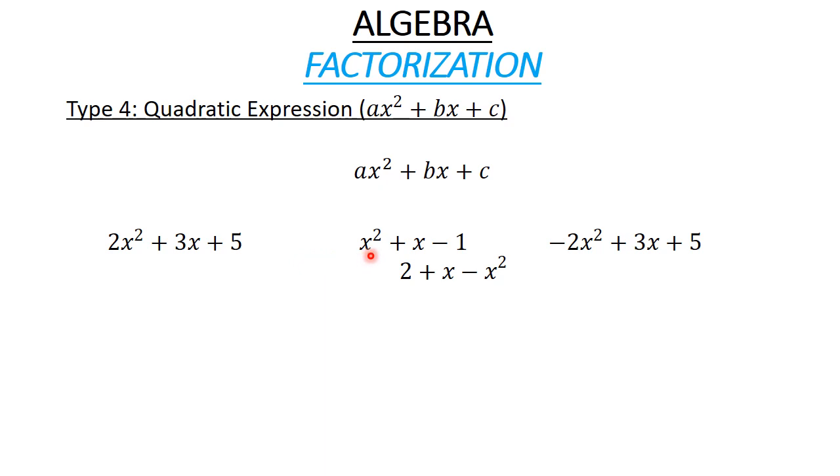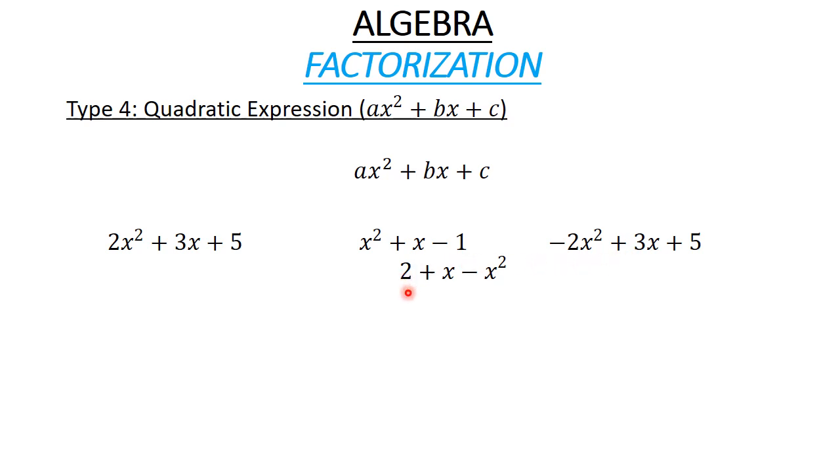Then another example is this one: x squared plus x minus 1. Again, the first term has got x squared, the second term has got x to the power 1, or without a power, if you may. Then the last term doesn't have x, so it's a quadratic expression. The third expression is this: negative 2x squared plus 3x plus 5, and it follows the same pattern.